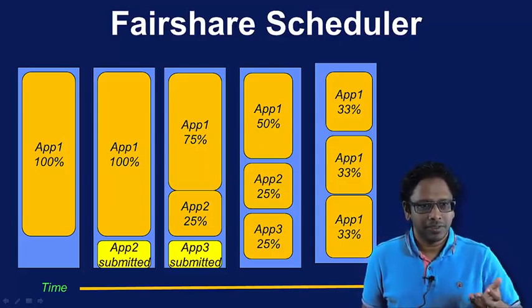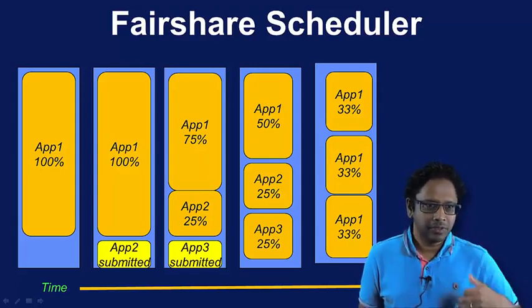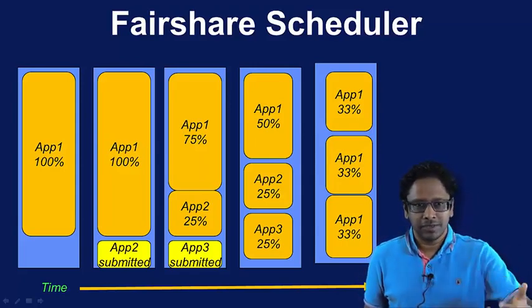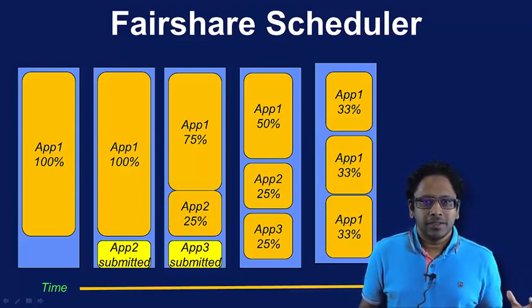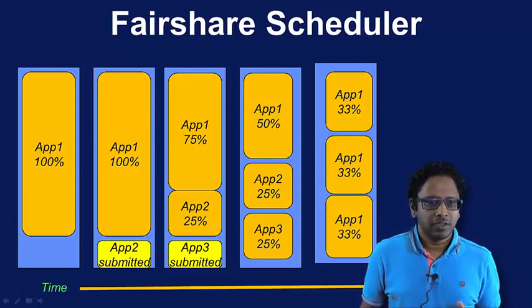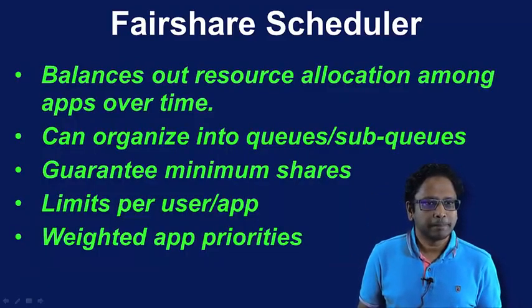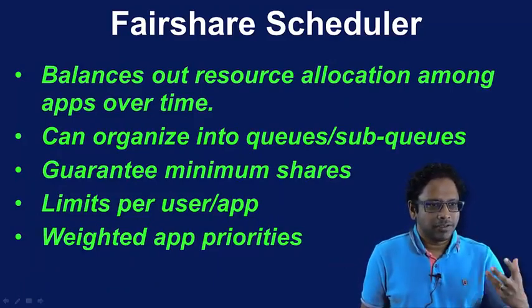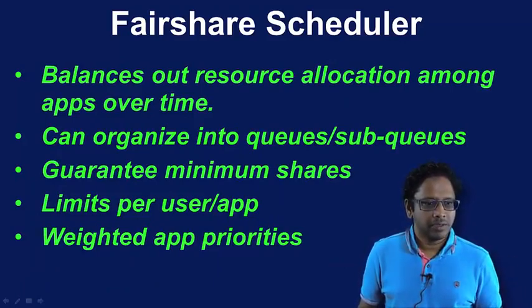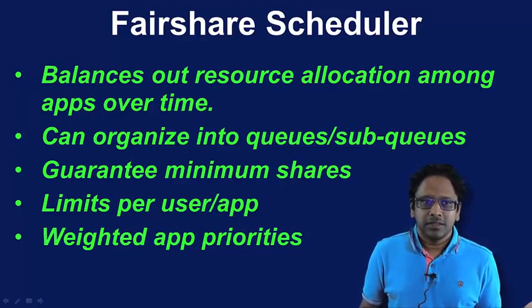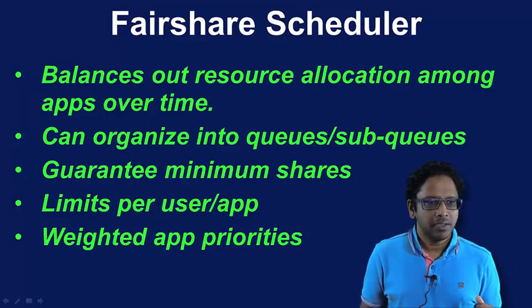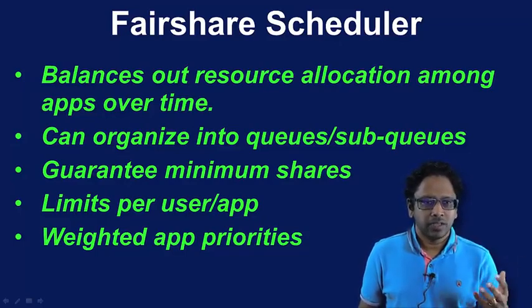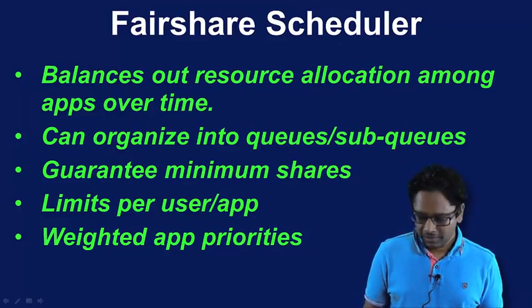Like in the third step here, you see, app 1 is now at 75%, app 2 is at 25%. Now you submit another application and the fair share scheduler will try to balance things out. And the idea is in the long run, you try to even out how many resources each application gets. So to summarize, essentially, it balances out resource allocation over time. You can organize these into queues and sub-queues also, and you can guarantee minimum shares. You can do limits per user or per application. You can also do priorities that are weighted among the apps, so not every app gets the same share, essentially.